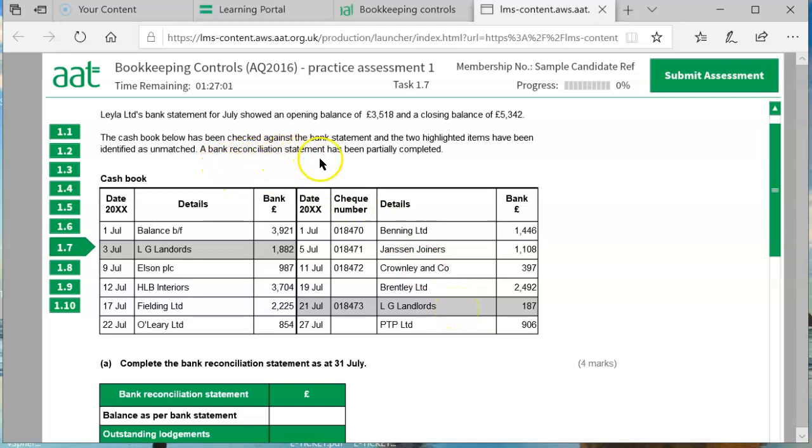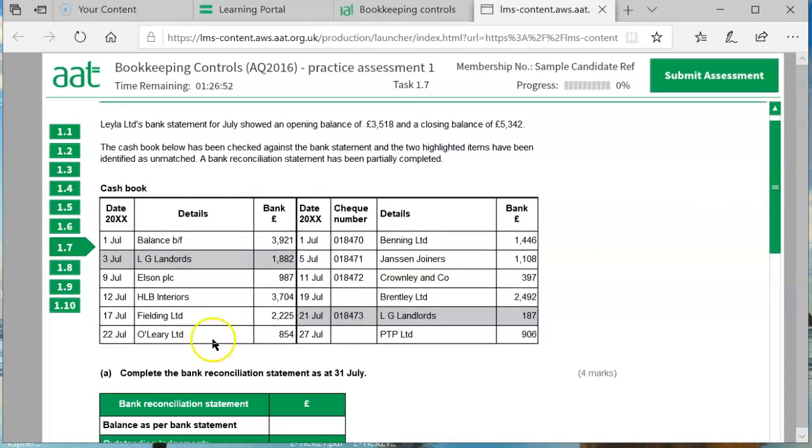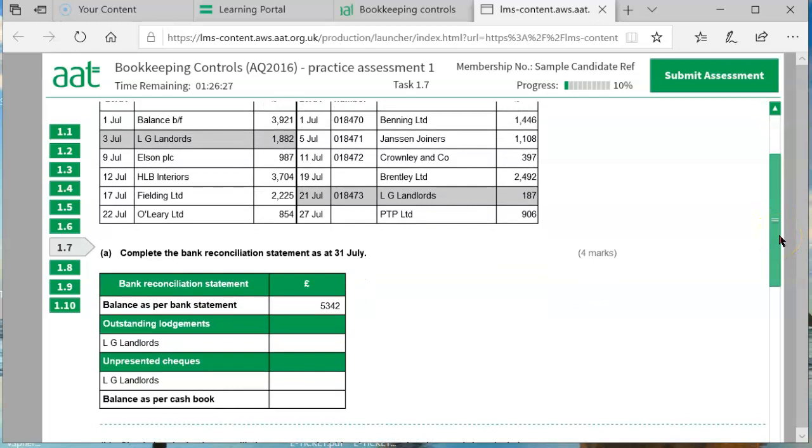A bank reconciliation statement has been partially completed, so you need to fill in the remaining sections of this reconciliation. You can see in the beginning you always write the balance as per the bank statement. And you can see that you are reconciling on the 31st of July. So the balance as per the bank statement on the 31st of July will be the closing balance. So you start off with the closing balance 5,342. Okay. So you know the bank reconciliation is always done at the end of the month. So you always start off with the closing balance of the bank, not the opening balance.